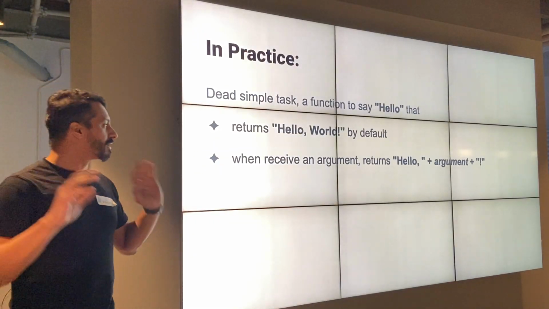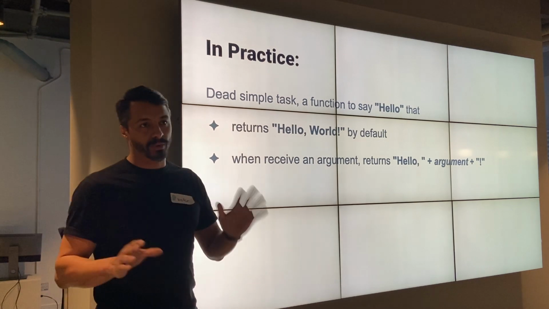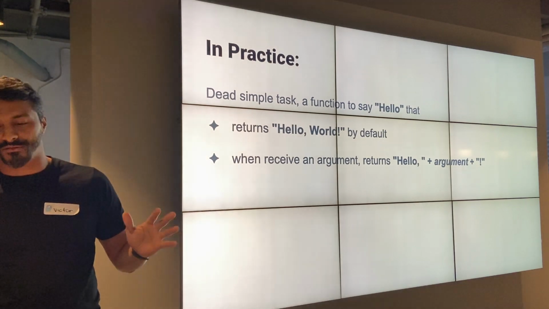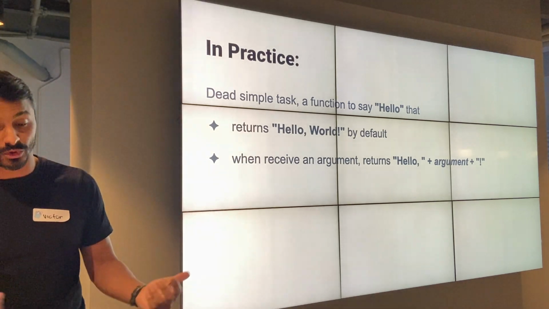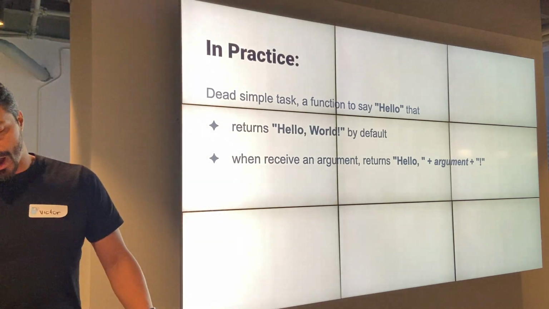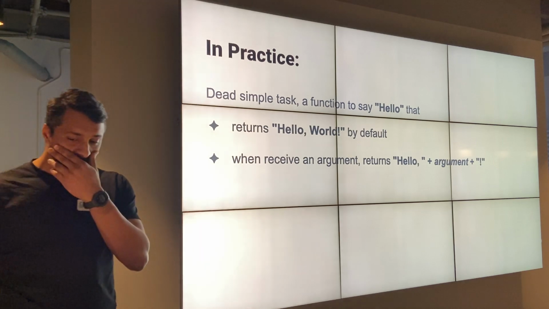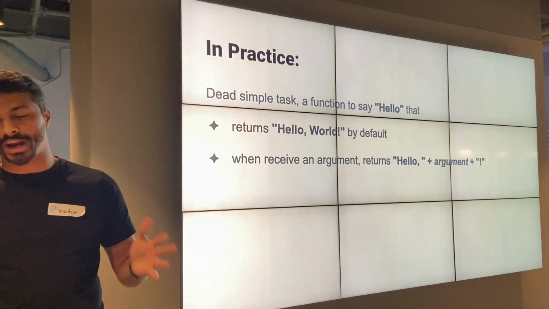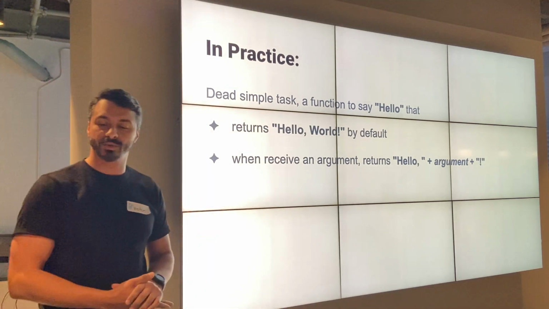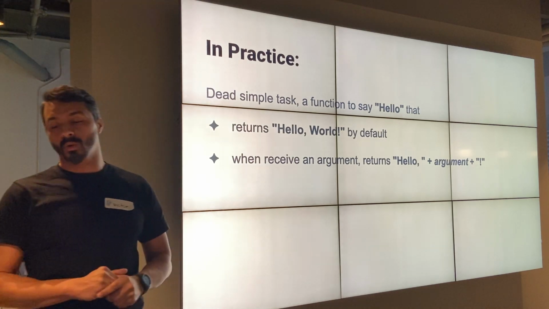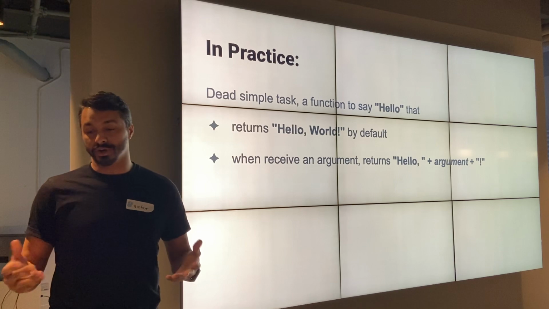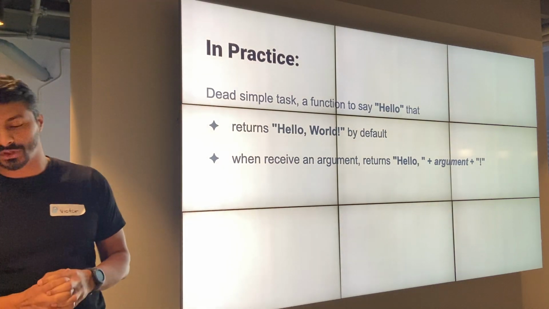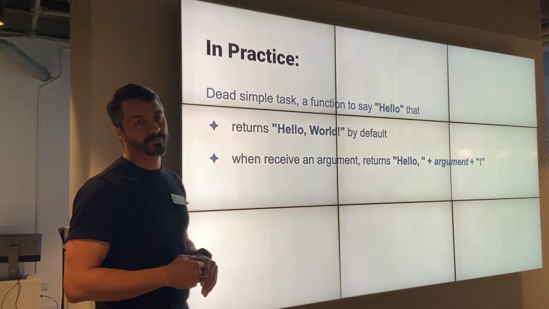So let's do a little bit of an exercise with that simple task. Let's create a function that says hello, which I think most TDD tutorials start with. We have right now for this task two requirements. One, it returns hello world by default. And whenever this function receives an argument, it returns hello world plus the argument.